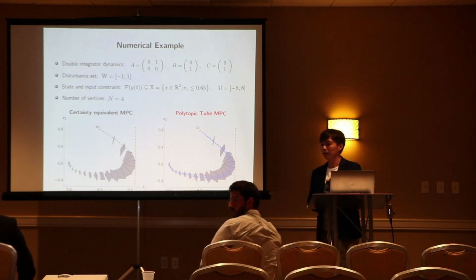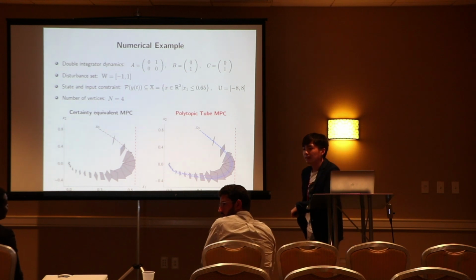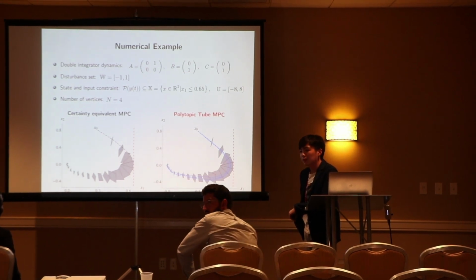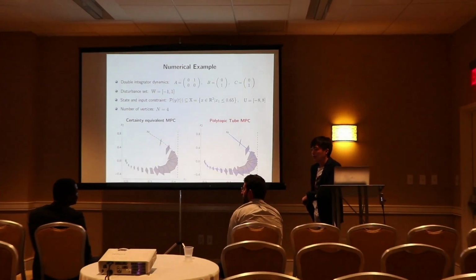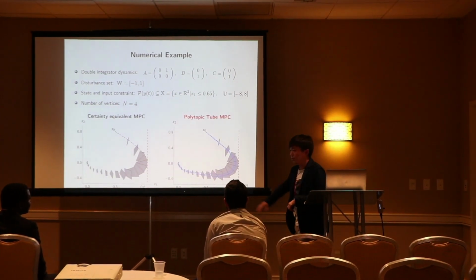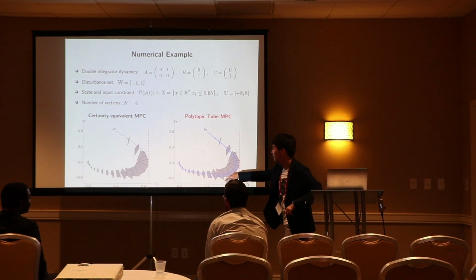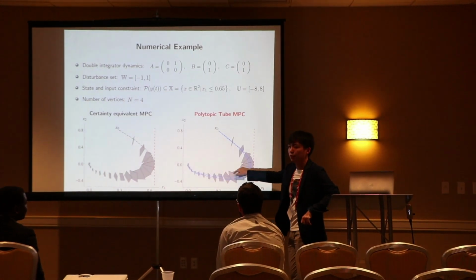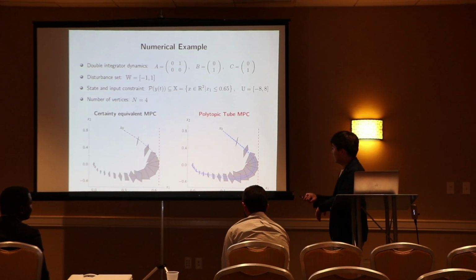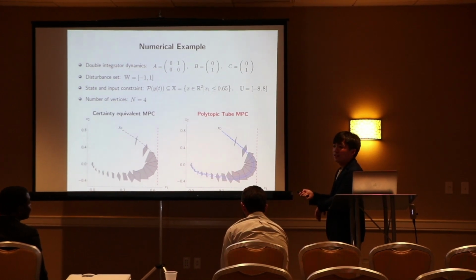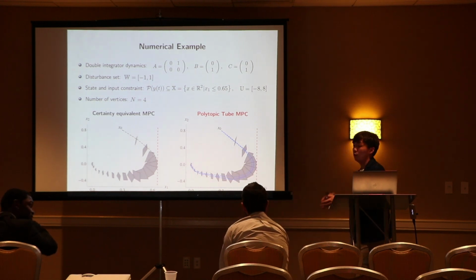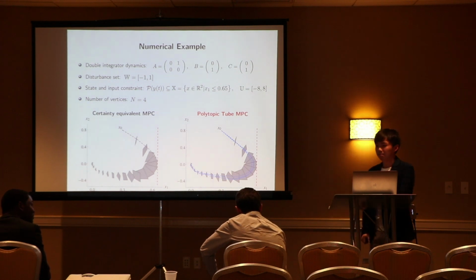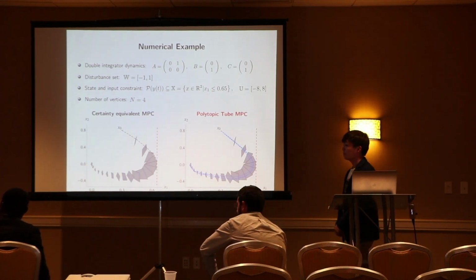You said you optimize the tube cross-section. So do you also optimize the direction of the cross-section, or do you have fixed base directions for the cross-sections? So what do you mean by direction? So the shape of the tube is determined by those vertices. So actually, the orientation of the cross sections depends on where your vertices are.